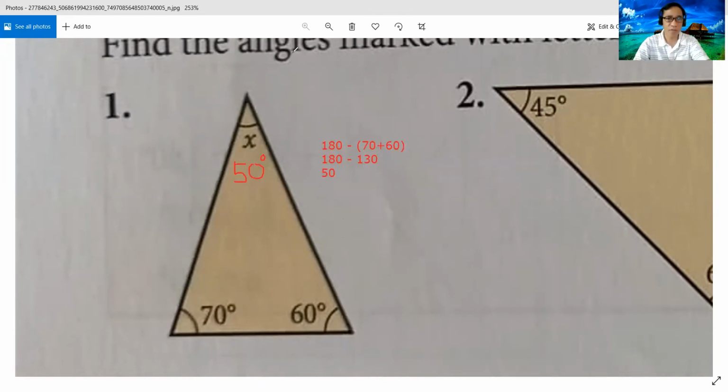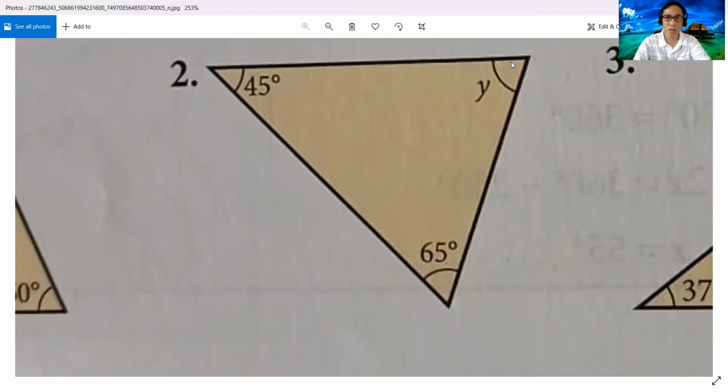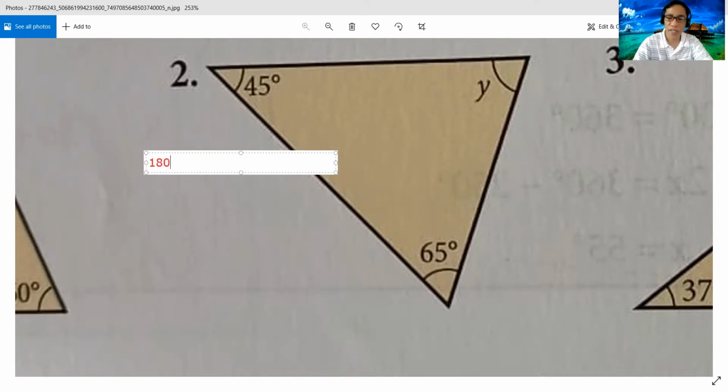Let's try problem number 2. In problem number 2, it's almost the same process. Remember, the internal angles of a triangle add up to 180 degrees. 180 minus the sum of these two angles, that is 45 plus 65. What is the sum of 45 and 65? 40 plus 60 is 100, plus 10 is 110. So 180 minus 110 is 70. Therefore, angle y here is 70 degrees. If you are not sure with your answer, you can add these three angles to make 180 degrees.